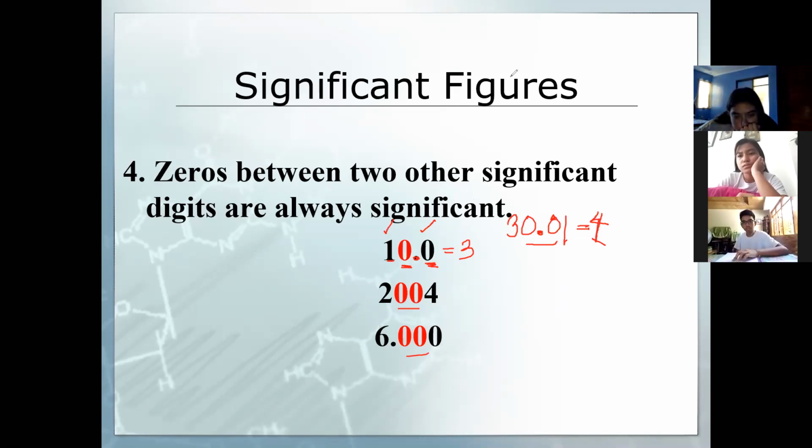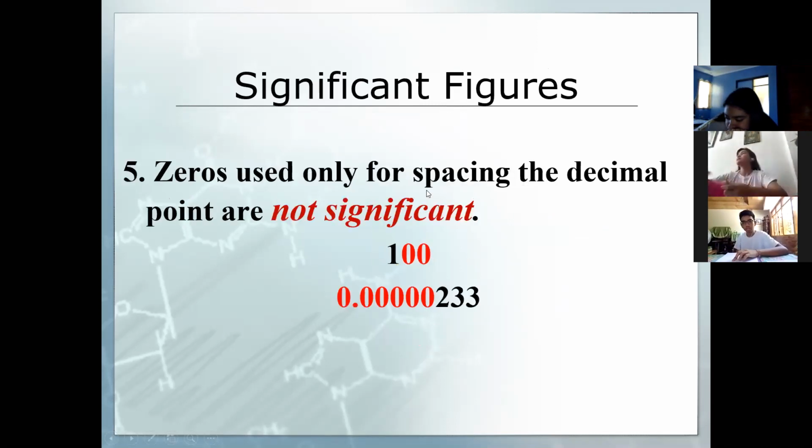Where is that condition wherein the zeros may or may not be significant? How can we illustrate that as an example? Okay, this one. Zeros used only for spacing the decimal point are not significant. This is when you consider the condition may or may not be significant. At this point, we have 100, and how many significant digits are there in 100? It is only 1. In other words, these zeros are not significant. In the same way as this one, these are not significant, so the only significant digit here is 3.